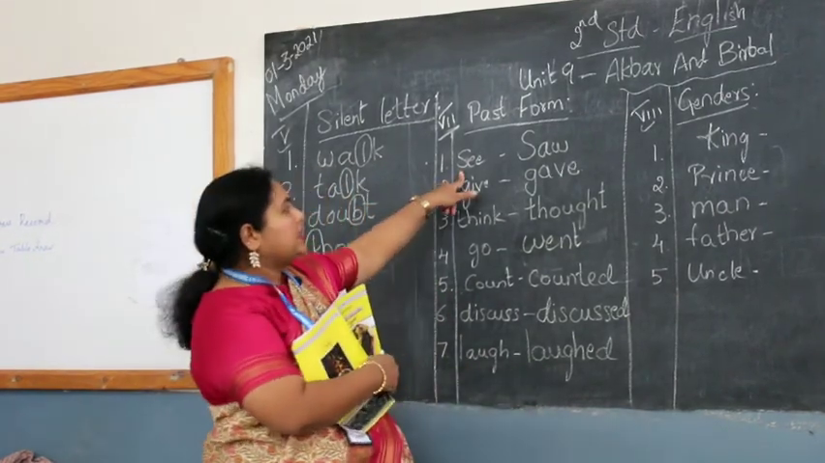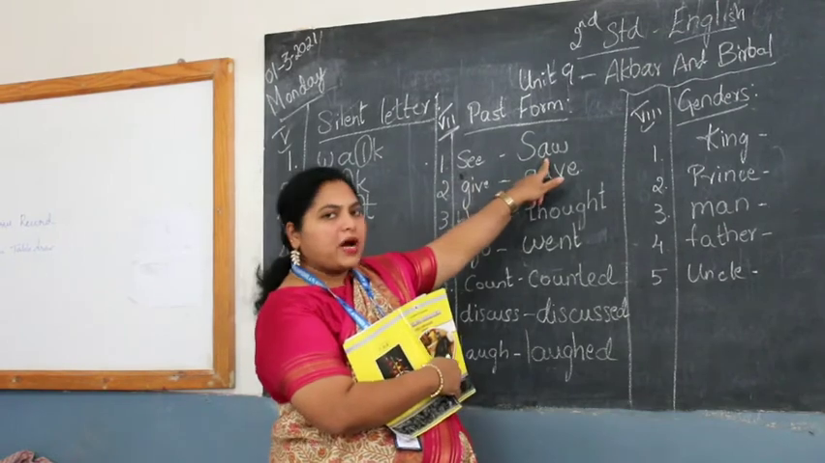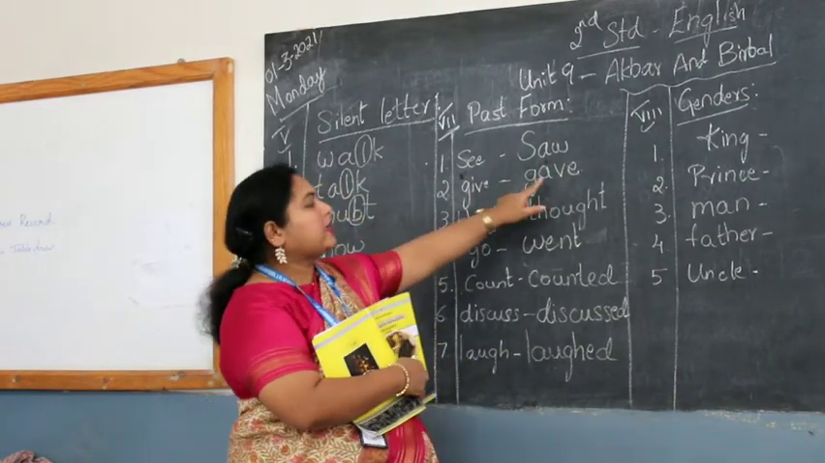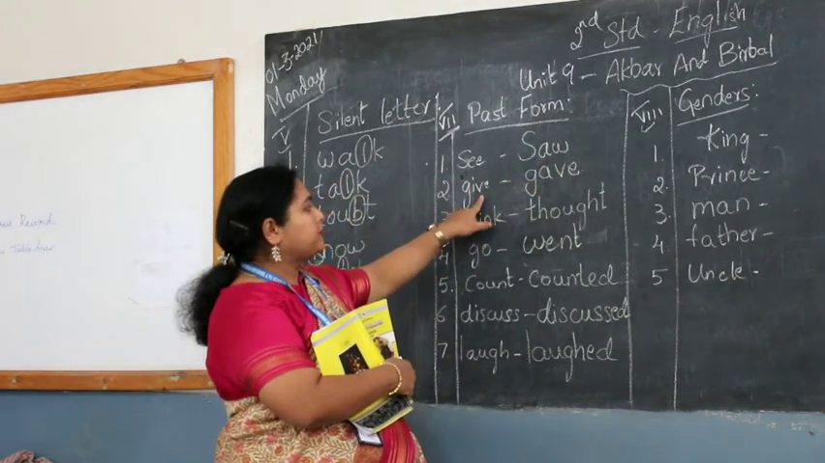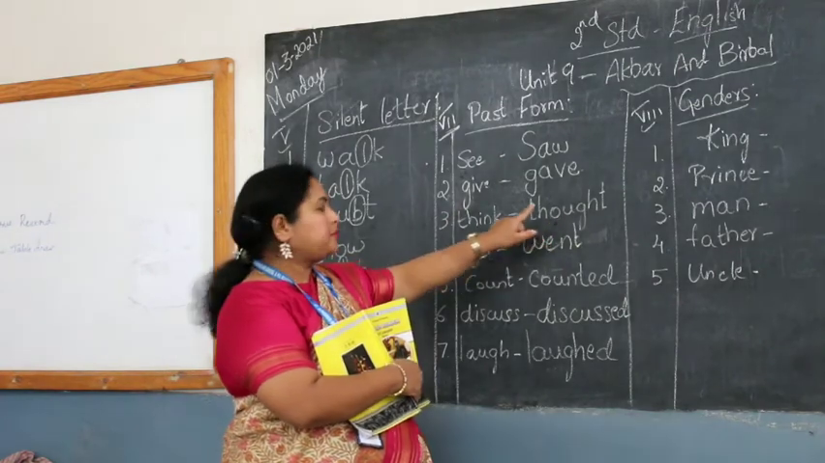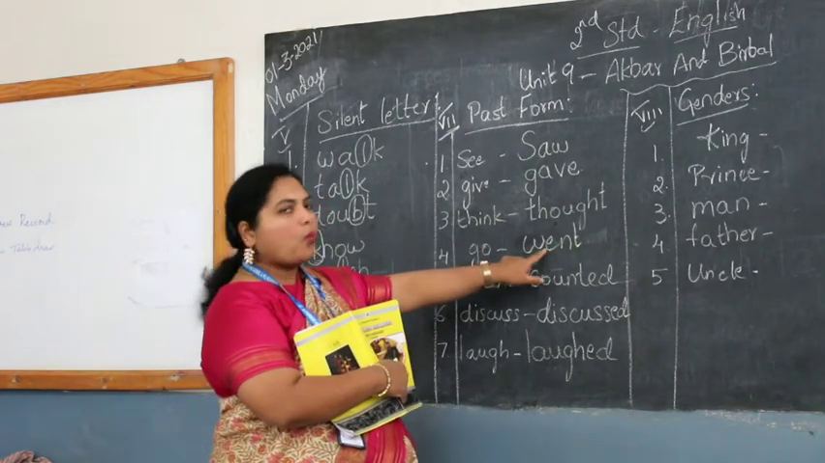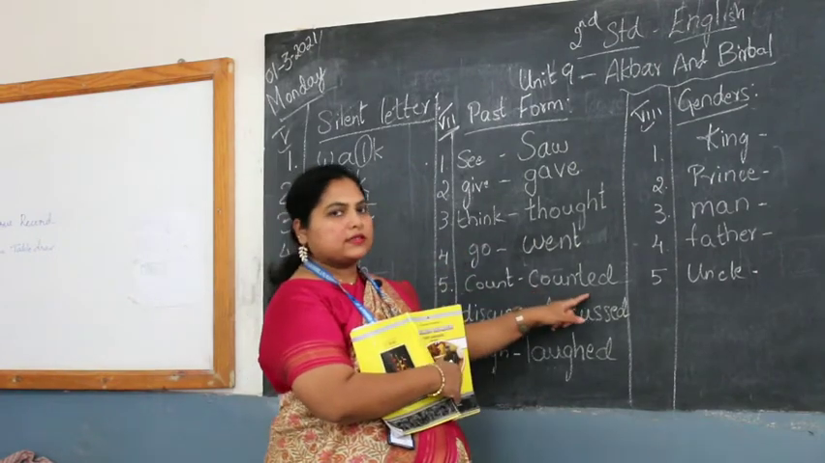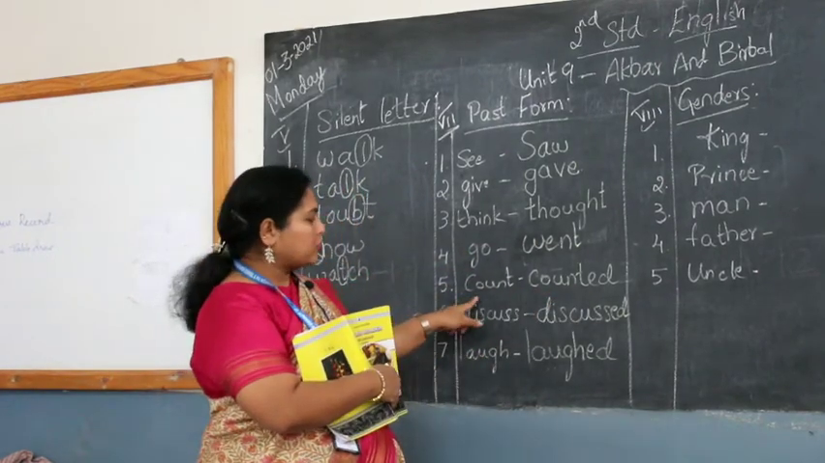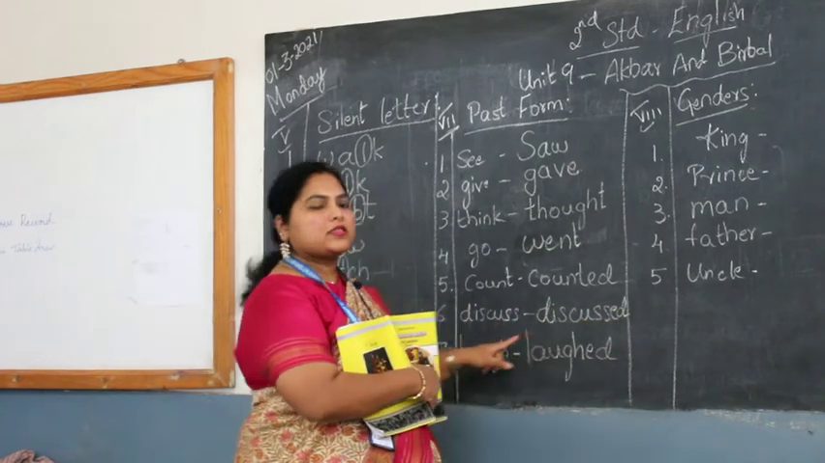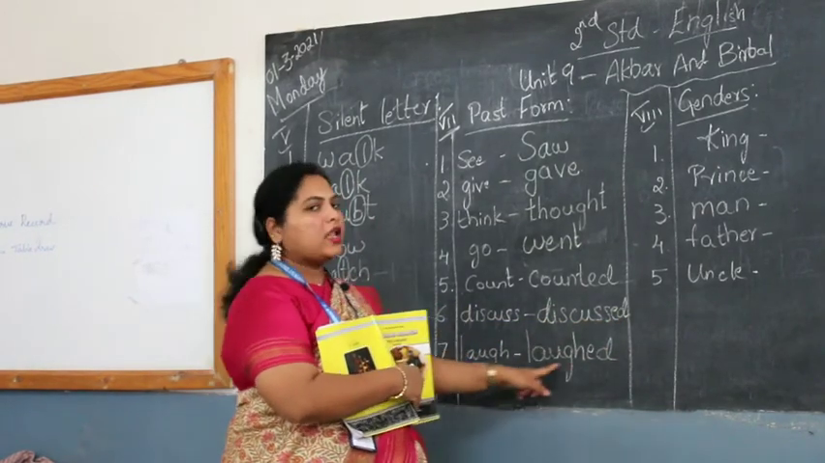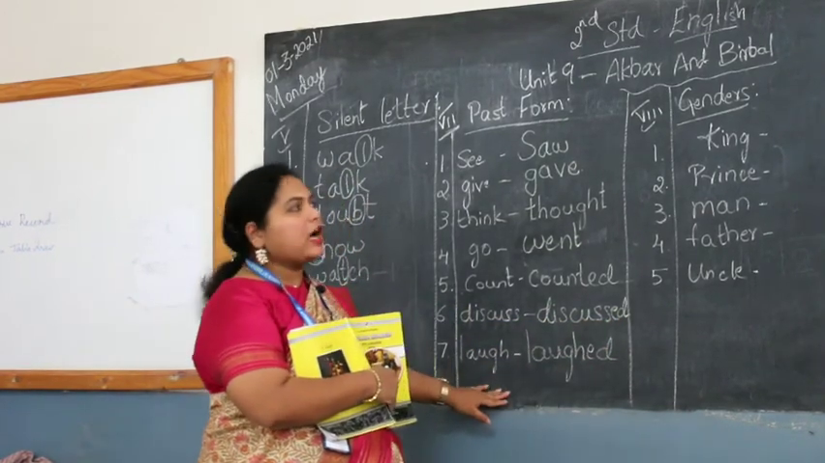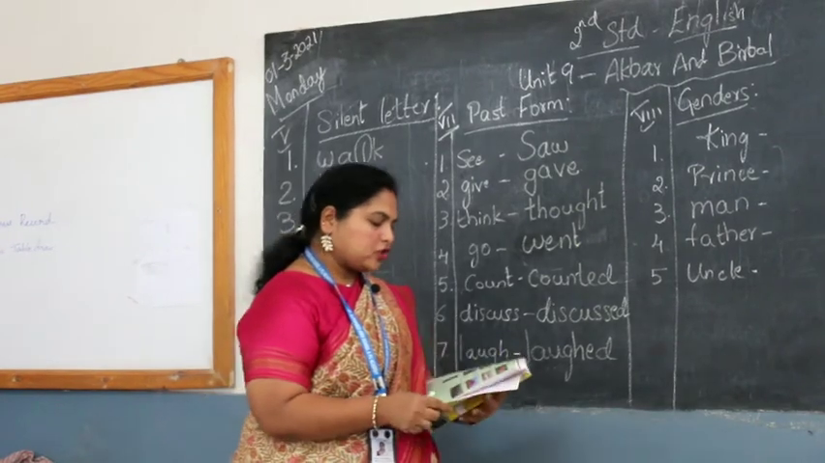So children, see. Saw is a past form for see. Gave is a past form for give. Thought is a past form for think. Went is a past form for go. Counted is the past form for count. Discussed is the past form for discuss. Laughed is the past form for laugh. So let's go to the next thing.